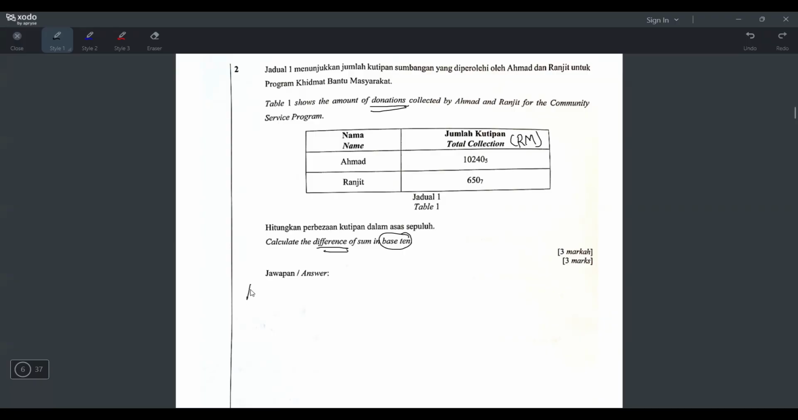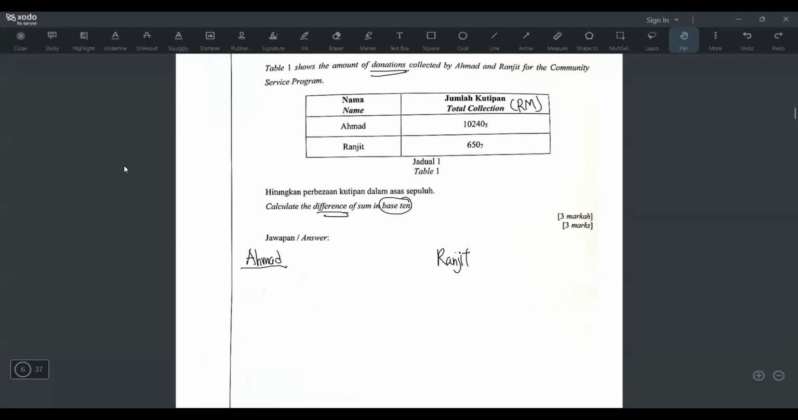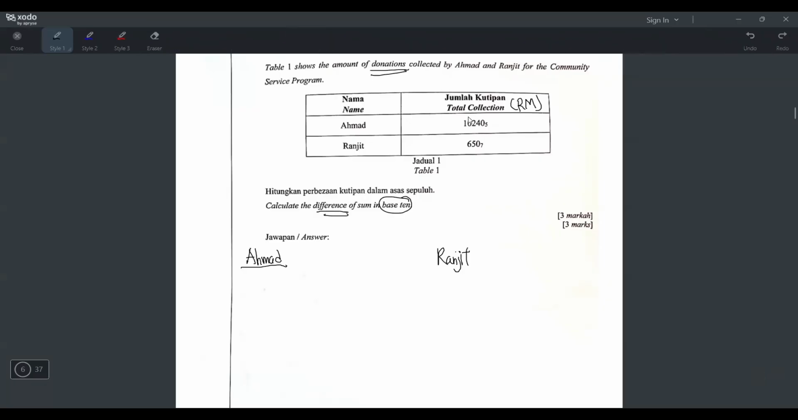So in my working, I will write Ahmad here, and on the other side I will write Ranjit, right? And what I'm going to do now is change the values to base 10. So I will write 10240 base 5, and then I will change to base 10, right? Okay, how can we change a base 5 to base 10?